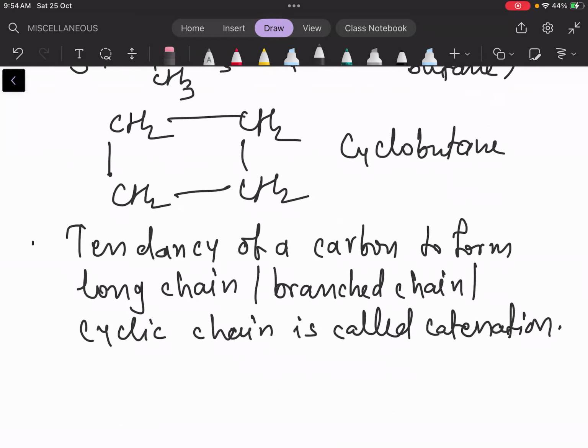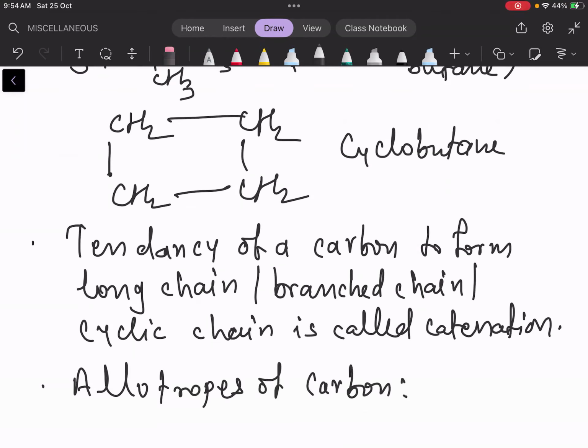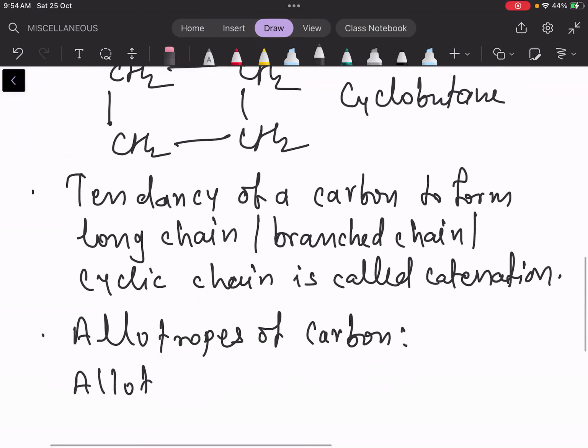Now, allotropes of carbon. Next part is allotropes of carbon. What is meant by allotropes? Elements having same chemical properties but different physical properties are called allotropes. And the phenomenon shown by them is allotropy.